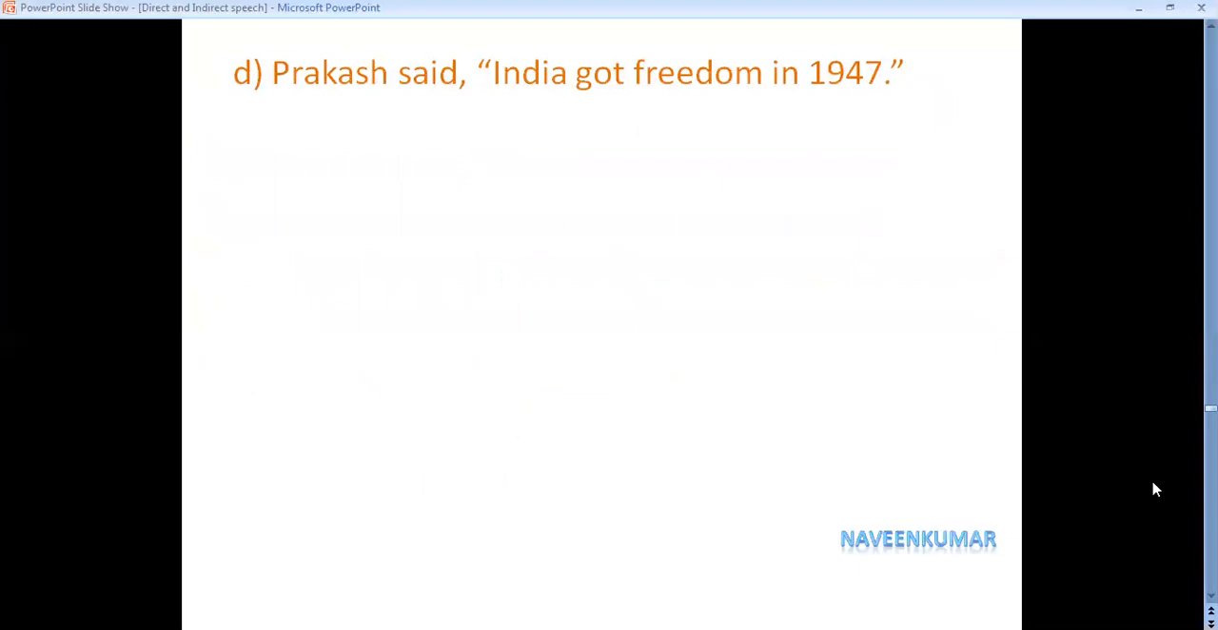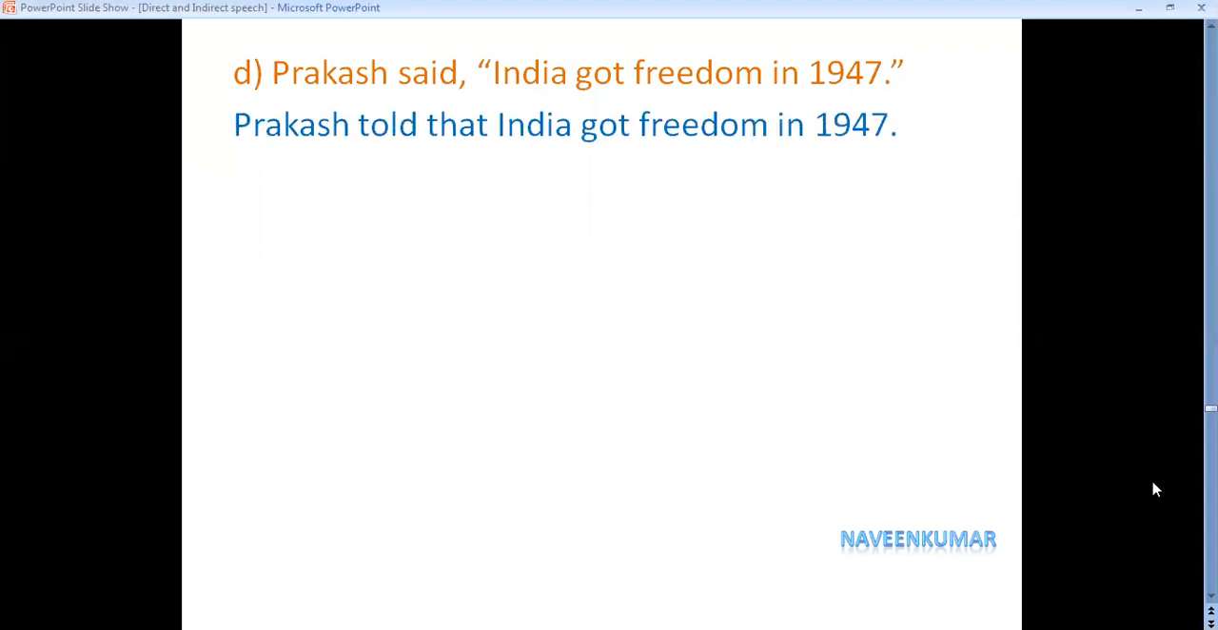Next, Prakash said, "India got freedom in 1947." That's a historical event. So you are not supposed to change the tense of the direct speech here. If you change it, then the meaning changes completely, and that would be wrong. If we have to change that into indirect, we have to keep it in the same tense. Prakash told that India got freedom in 1947. Same tense, simple past.